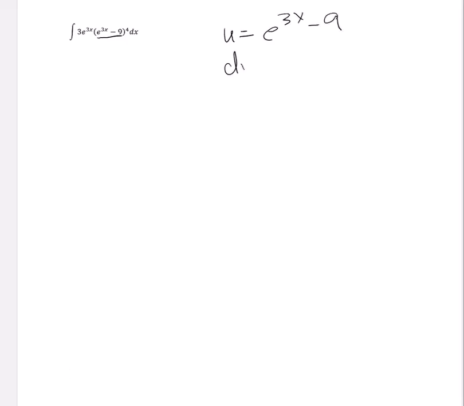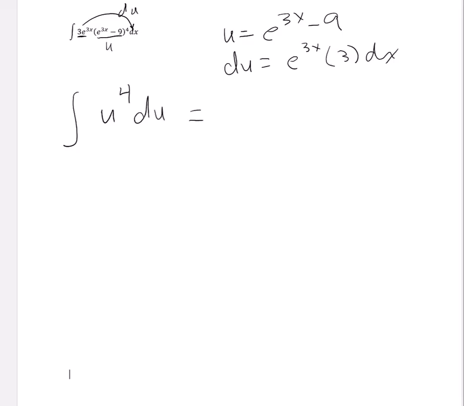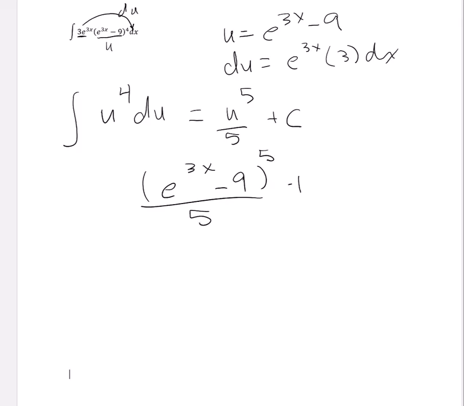Then I'm going to take the derivative of that. So the derivative of e to the 3x is e to the 3x, and from the chain rule I have a 3, and then I write dx. Now let's compare. Well, what do I have? This 3e to the 3x along with the dx, that's going to become du. And then the e to the 3x minus 9 is going to become u. So I have u to the 4th du. When I integrate, I get u to the 5th over 5 plus c, and then we substitute back in that u is really e to the 3x minus 9 raised to the 5th power divided by 5 plus c.